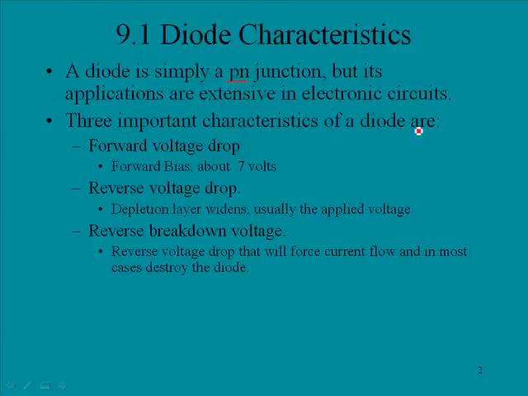Three important characteristics of a diode are: first of all, the forward voltage drop. Under a forward bias condition, this should be about 0.7 volts. Then there is the reverse voltage drop. When you reverse bias the diode, the depletion layer widens, and usually the applied voltage is felt across the diode. Then there is the reverse breakdown voltage. This reverse voltage drop will force current flow and in most cases destroy the diode.